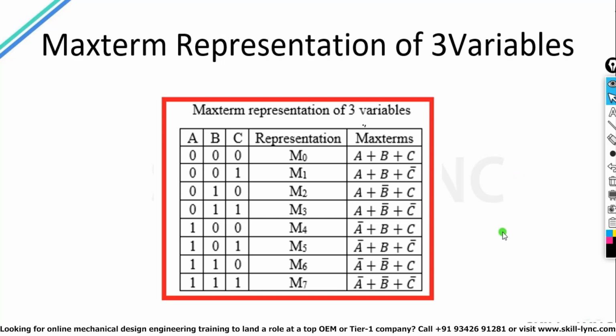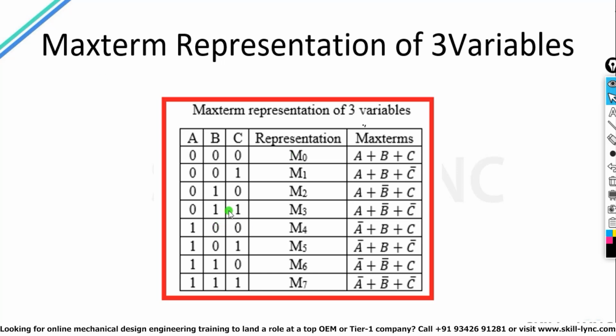Now it is known as the max term and it is represented by capital M. See, here it is 0, 0, 0. In max term, 0 stands for A and 1 stands for A bar. Here the complemented form will be 1 instead of 0, and it will be represented as capital M instead of small m. Small m is min term, capital M is max term. In min term, 0 means complemented, 1 means uncomplemented. But in max term, 0 means uncomplemented and 1 means complemented.